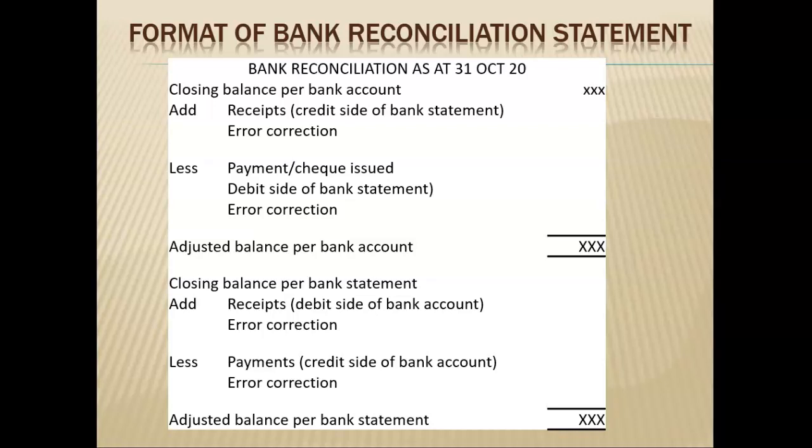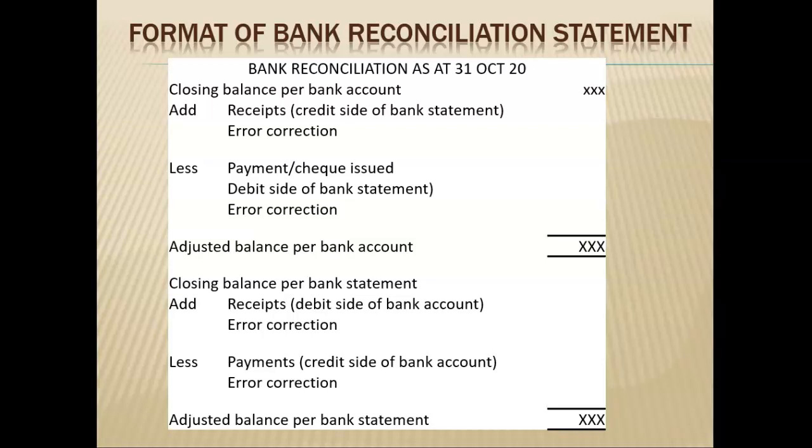And also you add any error corrections that you need to make. And then last, the payments or checks issued. You need to look at the debit side of the bank statement and also the error corrections. Then when you add and deduct from the closing balance per bank account, you add the receipts, you deduct the payments, and you will have the adjusted balance per bank account. So that's one part, which means that you are amending, adjusting the closing balance of your bank account or bank ledger.